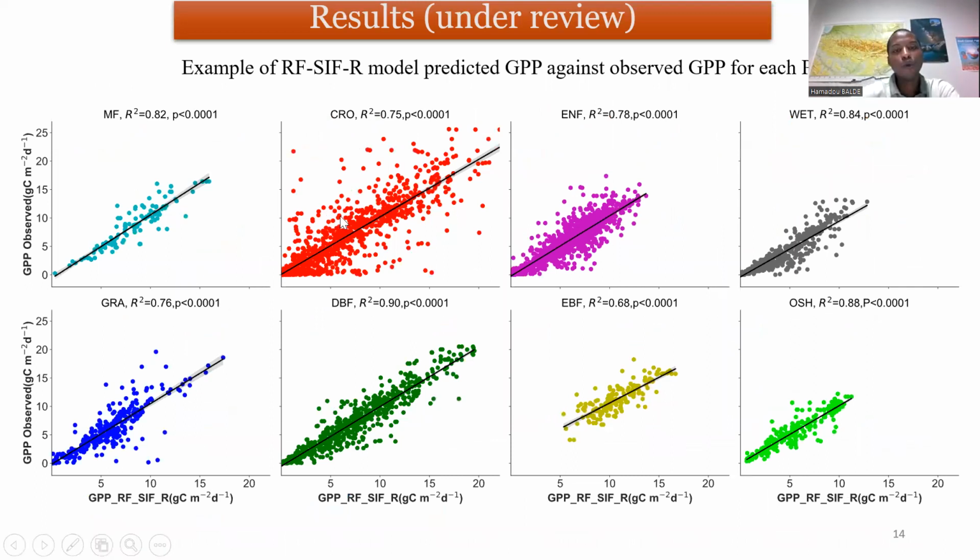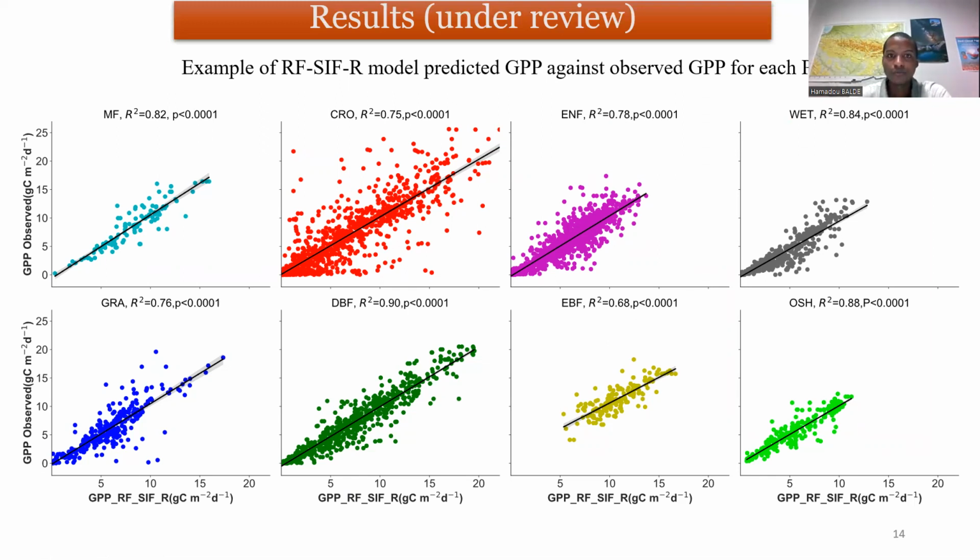Here we went on to look at each plant functional type, and the relationship between SIF and GPP using the same model as well. What we can see here, which is very important and convenient, is a great agreement between observed and predicted GPP for all the vegetation types that we use in our model. Even in tropical forests, we have a good prediction of GPP.